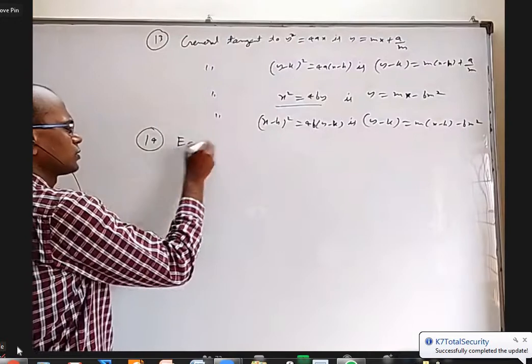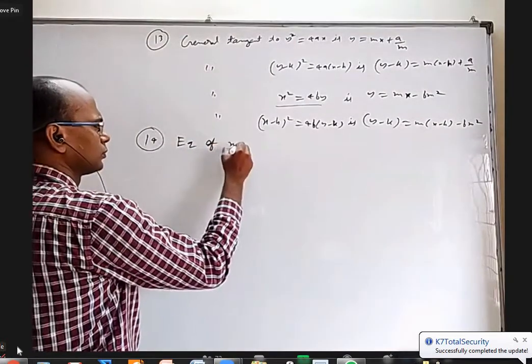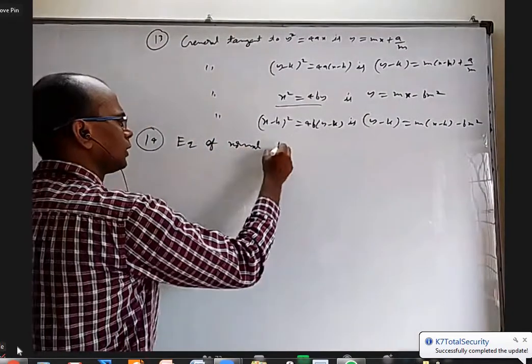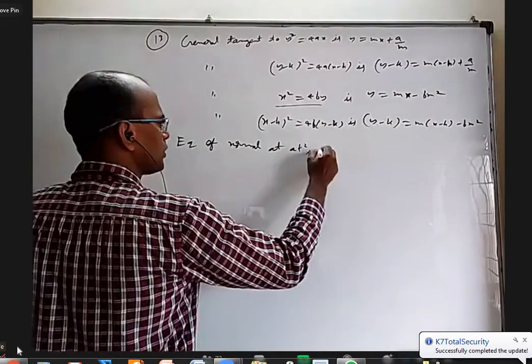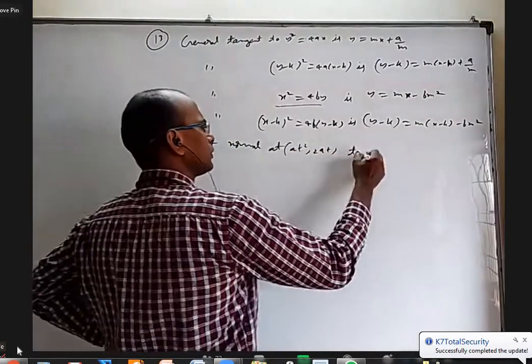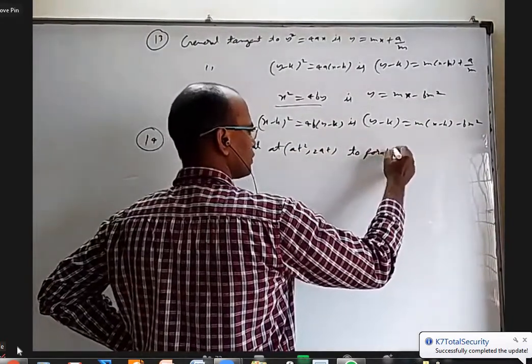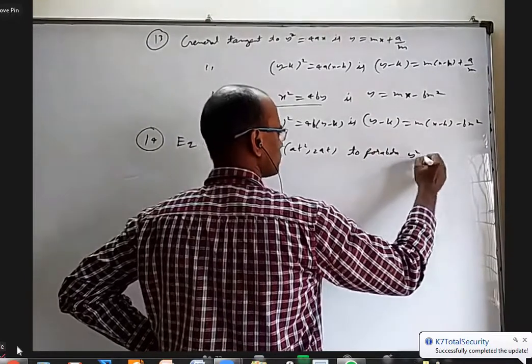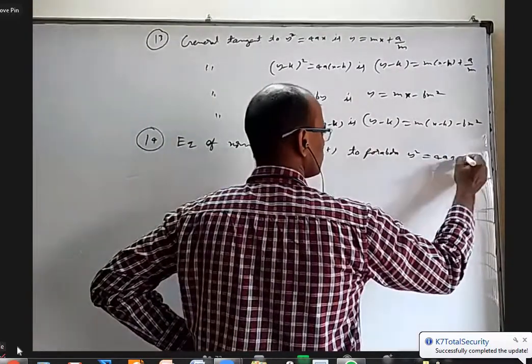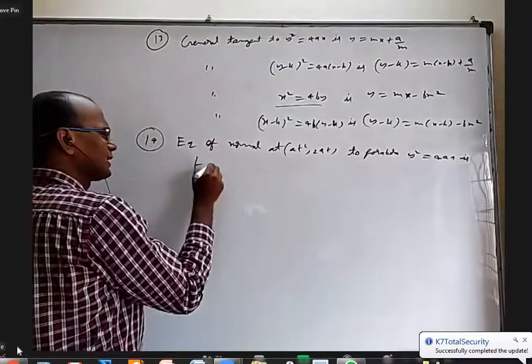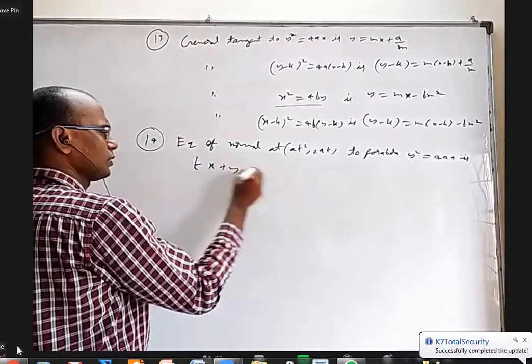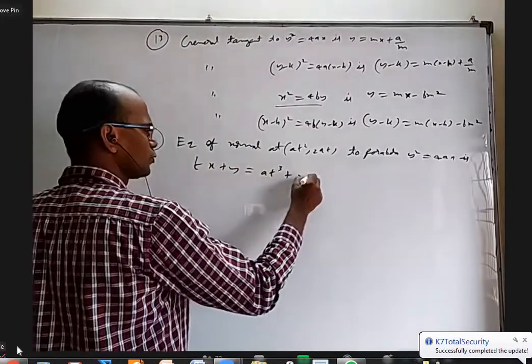Equation of normal at (at², 2at) to the parabola y² = 4ax is tx + y = at³ + 2at.